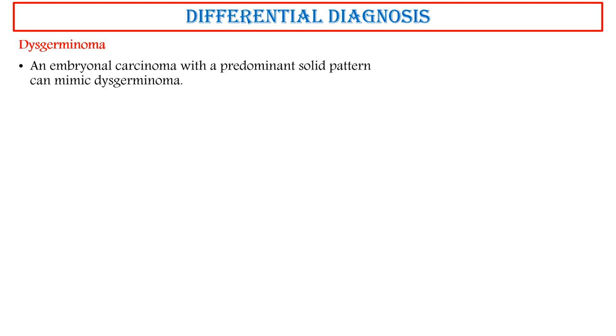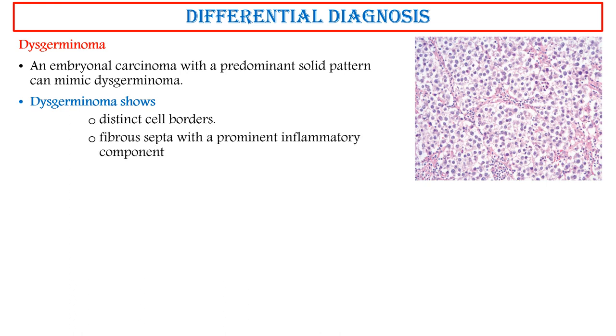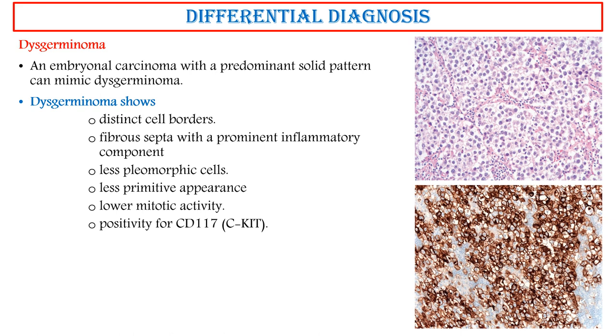Differential diagnosis. Dysgerminoma. An embryonal carcinoma with a predominant solid pattern can mimic dysgerminoma. Dysgerminoma shows distinct cell borders, fibrous septa with a prominent inflammatory component, less pleomorphic cells, less primitive appearance, lower mitotic activity, positivity for CD117, c-KIT, and negativity for CD30 and SOX2.